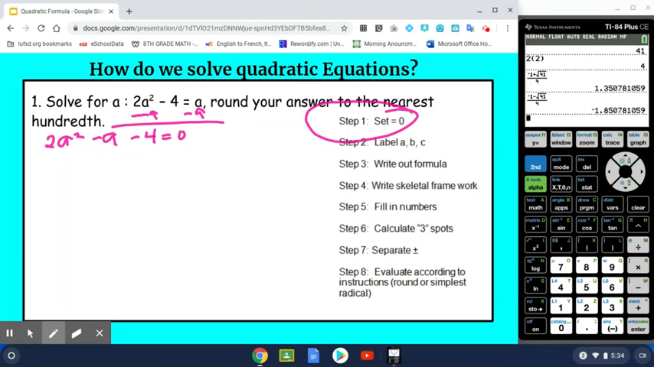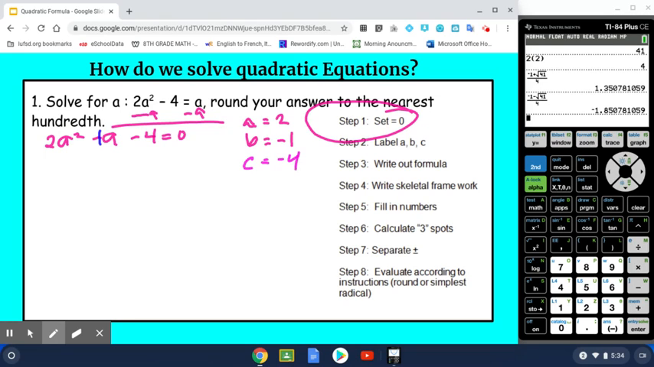Okay? Next step is label your a, b, and c. So a is equal to the number in front of a squared or x squared. It doesn't matter the variable, which is 2. B is the number in front of a, which is equal to negative 1, because if you remember, there's an invisible 1 there. And then c is our constant, which is negative 4.